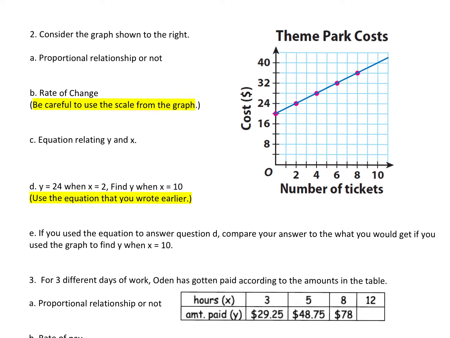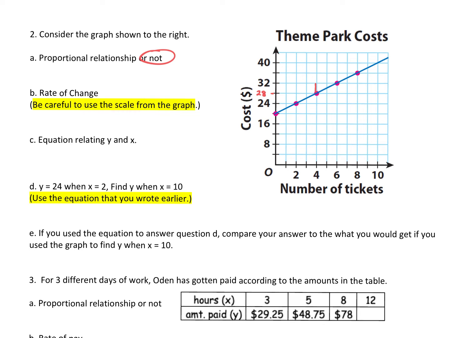Number 2, consider the graph, proportional relationship or not. Okay, does it go through the origin? No. So we're going to say not. Rate of change. Okay, it says be careful to use the scale. So I'm going to go from this point to that point. Change in y. Oh, I have to know what this number is. What number is halfway between 24 and 32? See, I think it's going to be about 28.